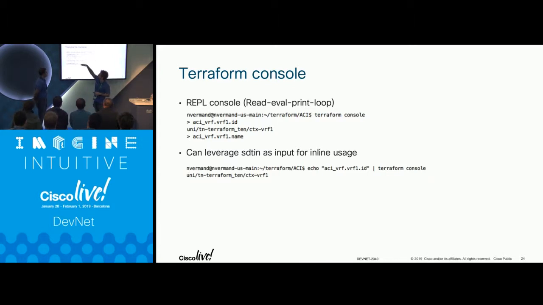Basically the console just gives you, if you want at some point to get a name or an ID or any specific information from Terraform directly without having to do a cat from the state file, you can just use this one.